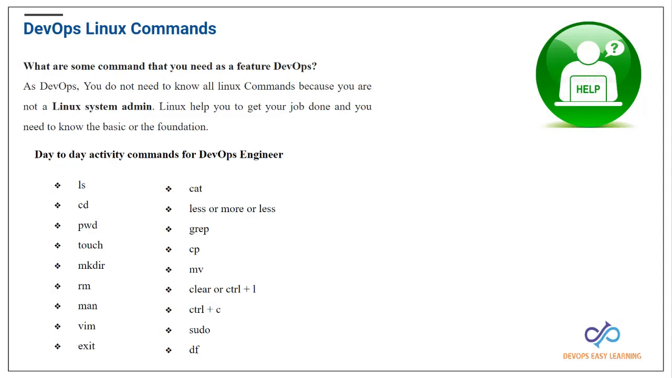The clear command or Control L is the command that I use every single second, because I use it to clear my screen. The Control C command is just a command that you use to cancel an ongoing process. Or let's say you type a command and you don't want to execute it, you can go ahead and use Control C.